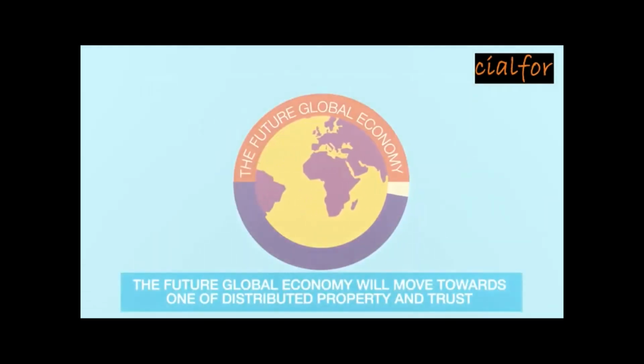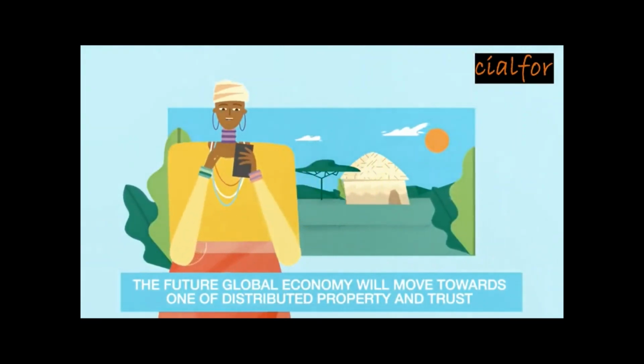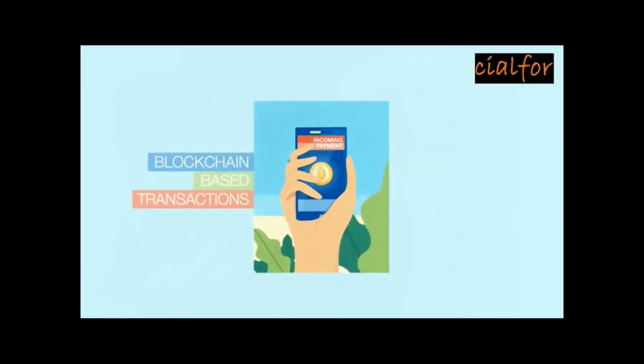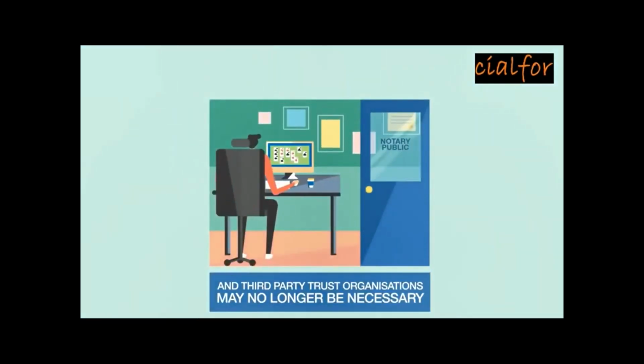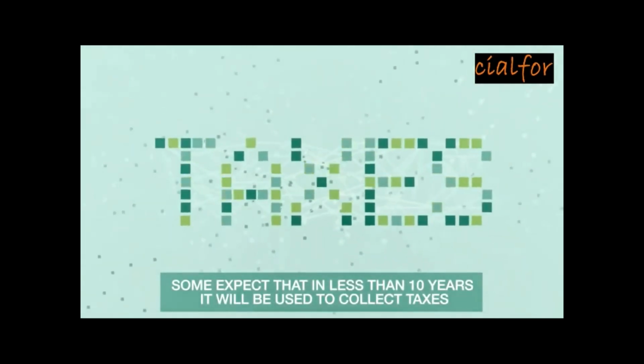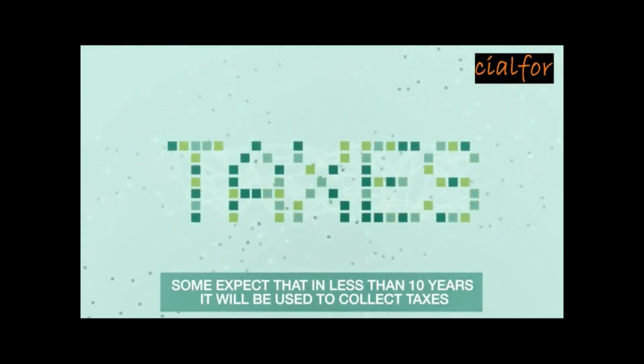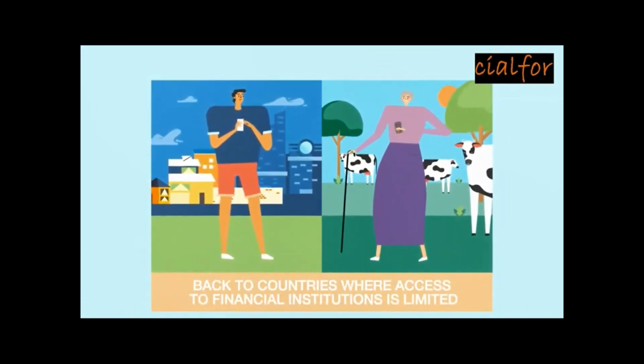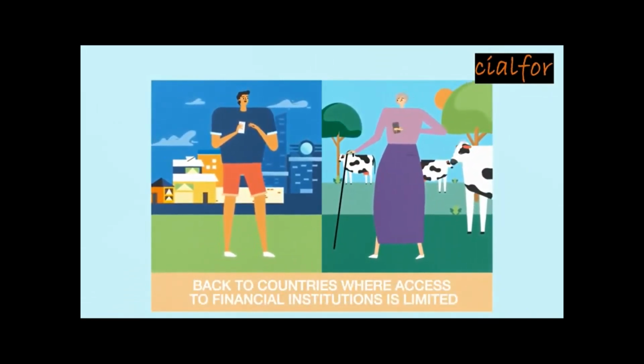The future global economy will move towards one of distributed property and trust, where anyone with access to the internet can get involved in blockchain-based transactions, and third-party trust organizations may no longer be necessary. The uses of blockchain technology are endless. Some expect that in less than 10 years it will be used to collect taxes. It will make it easier for immigrants to send money back to countries where access to financial institutions is limited.